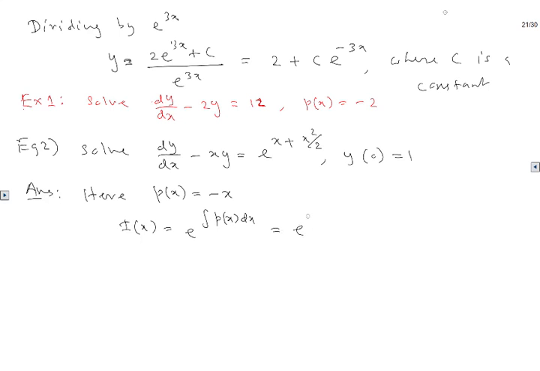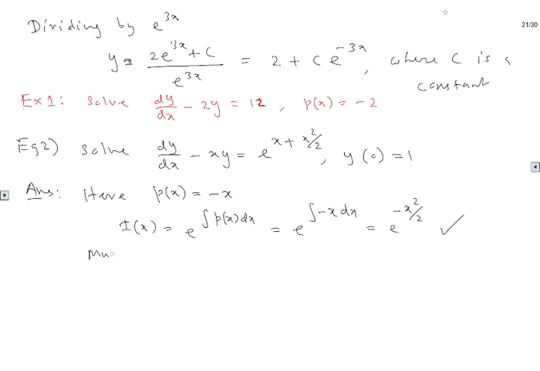So this is e to the negative x dx, and if you integrate negative x, you're going to get e to the negative x squared over 2. We do not add a c. Now that's the integrating factor, so this part is done. Now what we can do, we're going to multiply the whole equation by that.